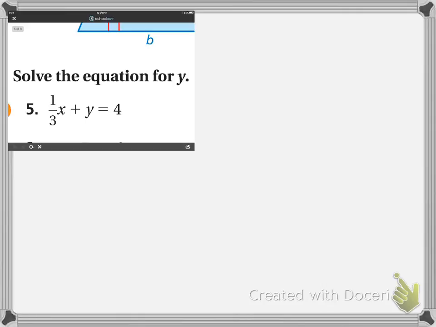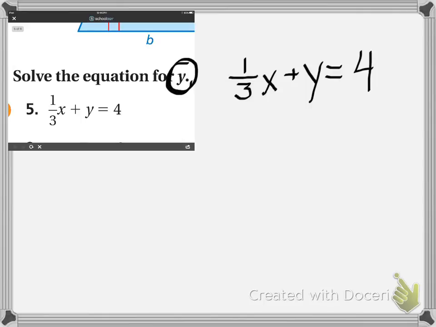Number 5 you may have found a little confusing because there was the fraction in front of the x, but we will treat it the same way as if we had a whole number coefficient in front of our variable. This tells us that for all these problems we're solving for y. That means we want to get y by itself. So here's our y.